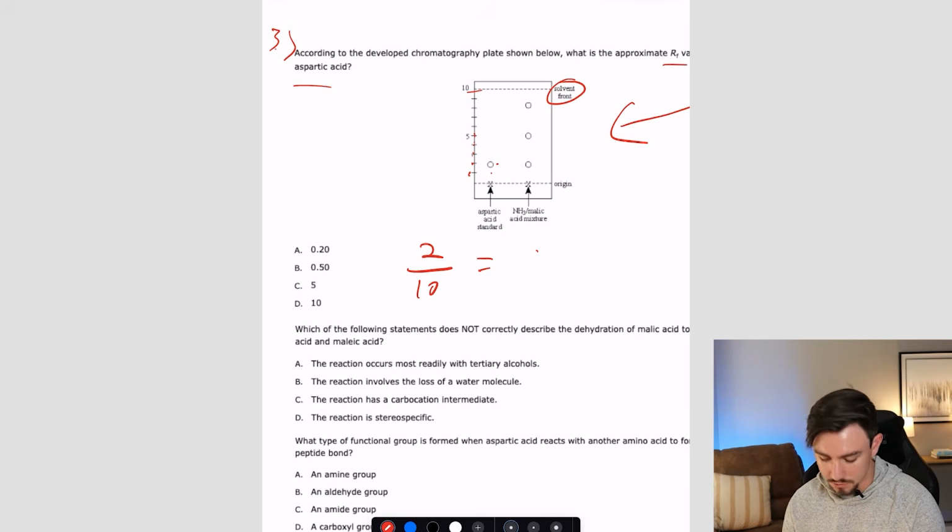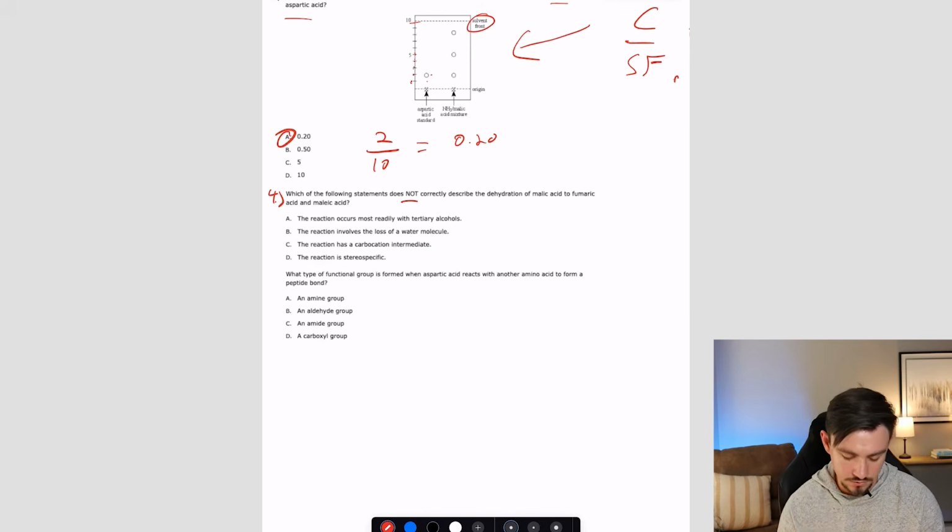Number 4 says, which of the following statements does not correctly describe the dehydration of malic acid to fumaric acid and maleic acid? Okay, so remember that is scheme 1. So it's this idea where we get from malic acid 2 separate isomers, fumaric acid and maleic acid. So which of these is false? The reaction occurs most readily with tertiary alcohols. Let's go back and look at the reaction, because I'm not sure that either of these are tertiary alcohols or that tertiary alcohols were mentioned.